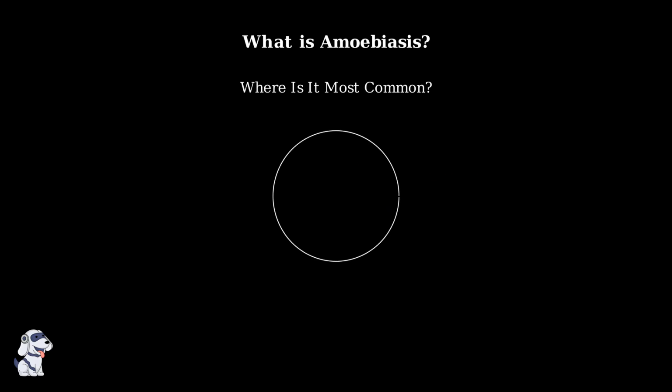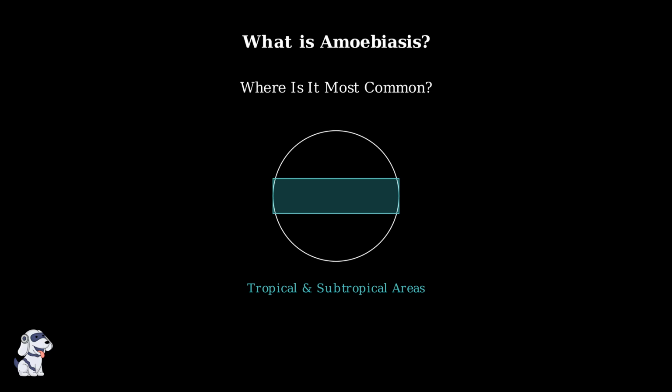Amoebiasis is much more common in tropical and subtropical areas around the world. These regions often have challenges with sanitation and clean water access. Poor sanitation is a major factor that increases the risk of getting amoebiasis. When waste management and clean water access are limited, this parasite can spread more easily.